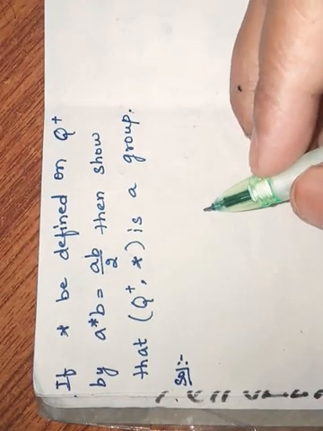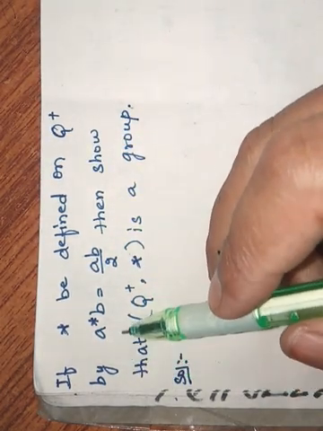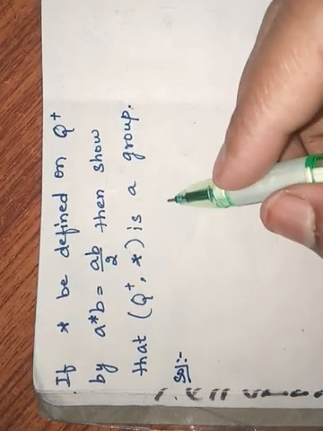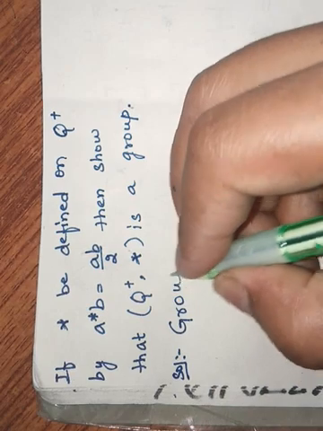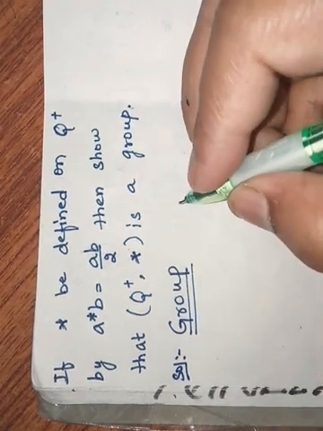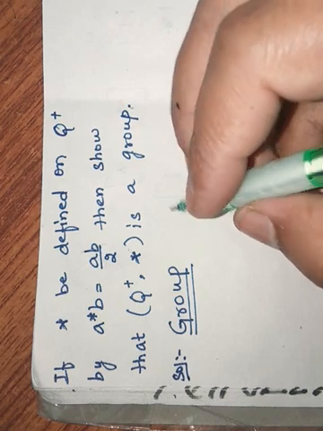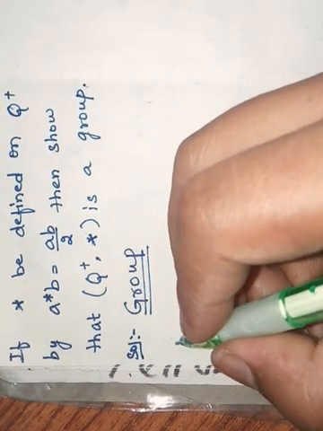See the given question. If star is defined on Q plus by A star B is equal to AB by 2, then we have to show that it is a group. To show it is a group, first we should know what a group is. For proving a group, let G be a non-empty set and star be a binary operator. Then it should satisfy 4 properties.